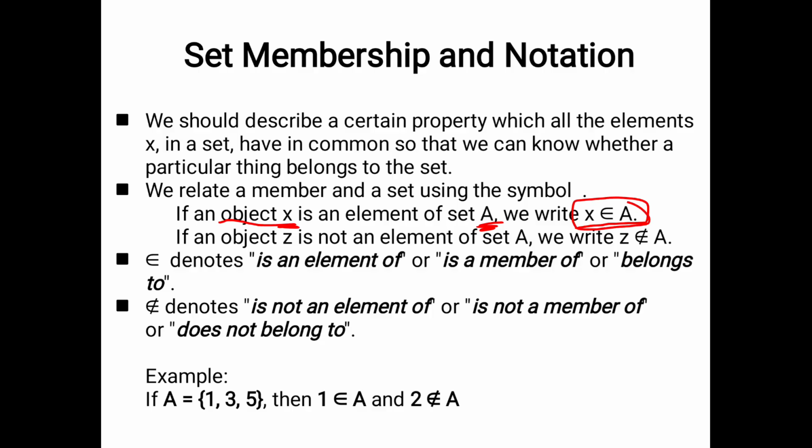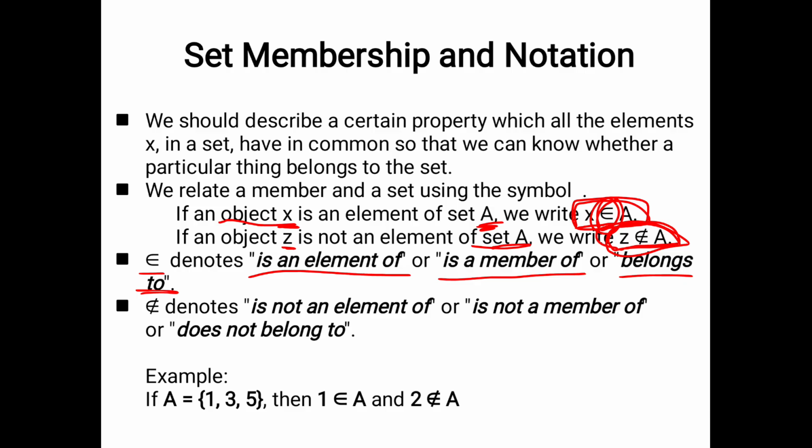That is how it is written. And if an object z is not an element of a set A, we write z is not an element of A. So how about that? Next, the symbol E denotes is an element of, or is a member of, or it belongs to. So it is an element that belongs to that set.